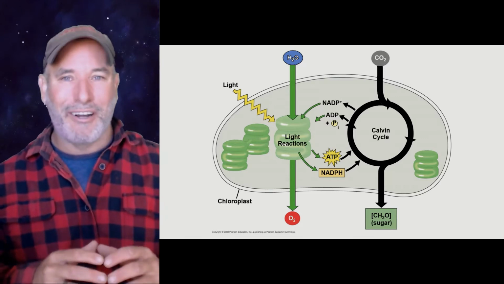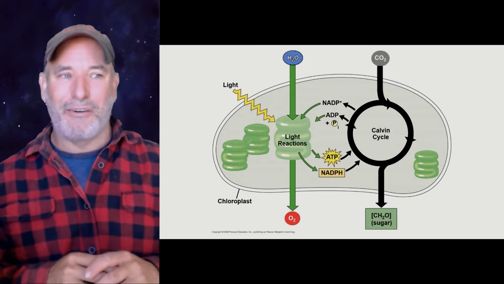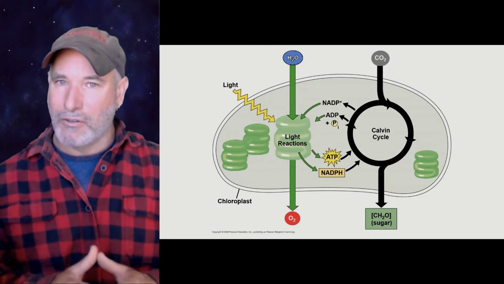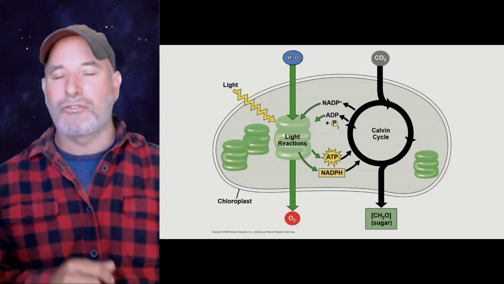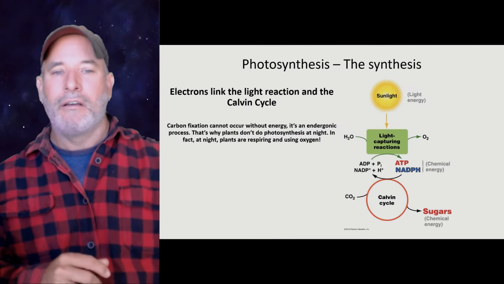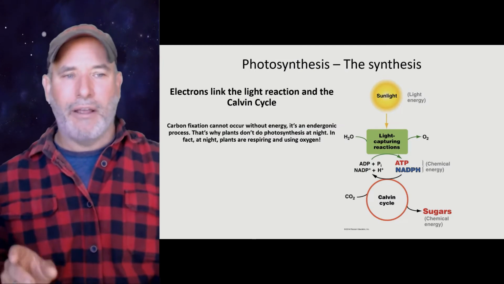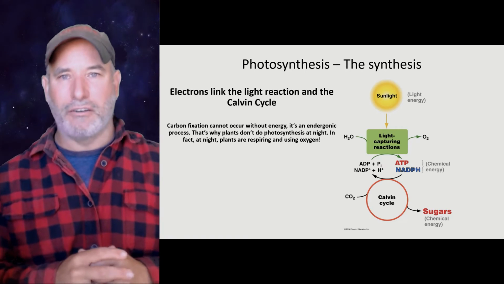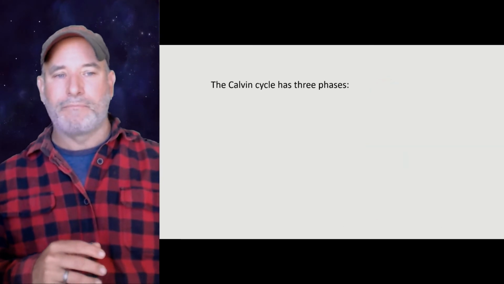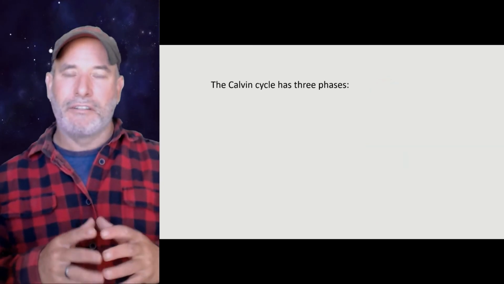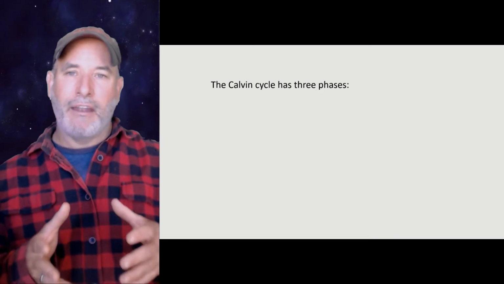I just want to be clear that the Calvin cycle itself actually doesn't make glucose, okay? It actually kicks out a 3-carbon compound. Now, electrons, remember, they link the light reaction to the Calvin cycle, okay? Now, the Calvin cycle. This is a series of chemical reactions, right? And it has three phases.